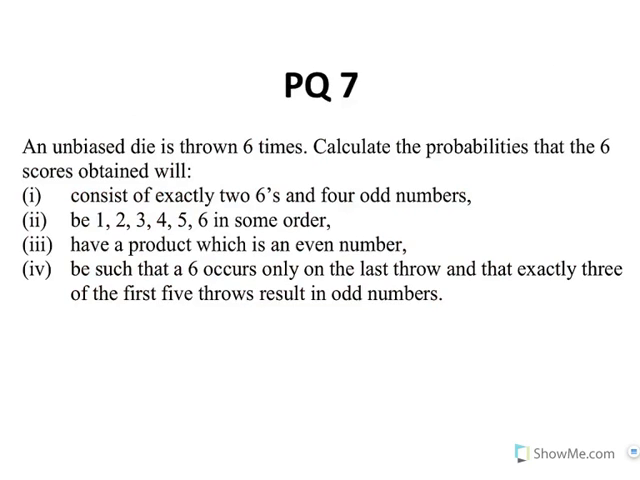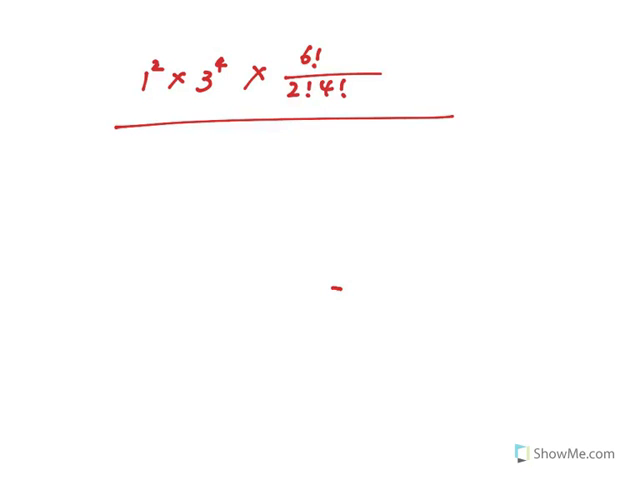Another way to look at part 1: the first time I throw, the number of ways to obtain a 6 is only one way. Second time also one way, so it's 1 to the power 2. The number of ways you can obtain an odd number is 3 ways, and I'm going to throw it 4 times, so it's 3 to the power 4. Over the total number of ways, which is an arrangement, 6 factorial over 2 factorial times 4 factorial, right? This is the number of ways I can obtain 2 sixes and 4 odd numbers in a row arrangement, meaning I'm throwing, so the order matters.